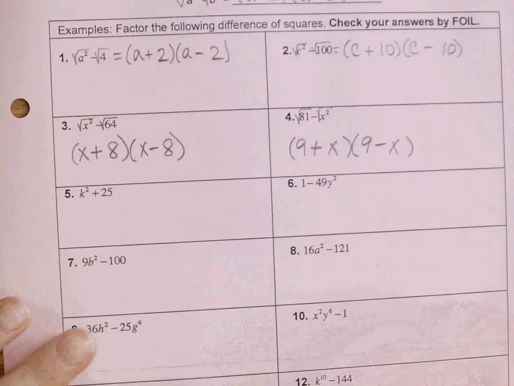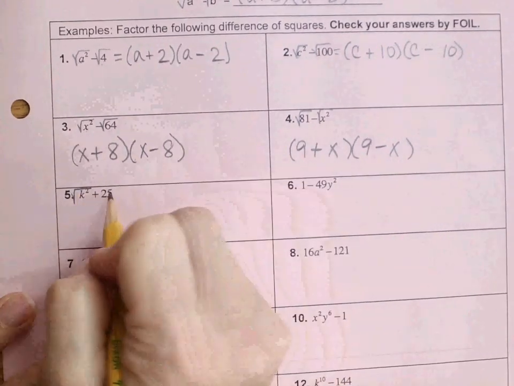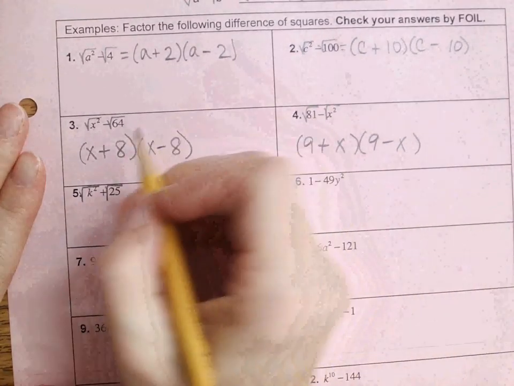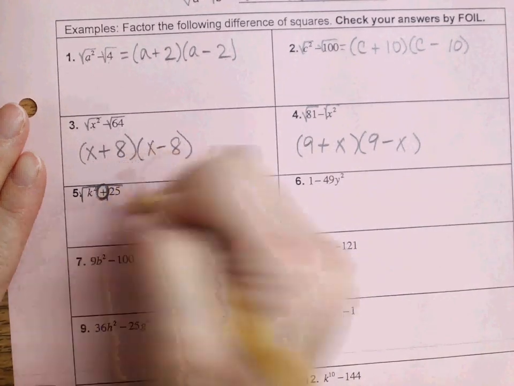Number 5, I have k squared and 25. Now I would think, okay, I'm going to go ahead and find the square root, but this is the thing, it's not going to work here. The reason it's not going to work is I have this plus sign.